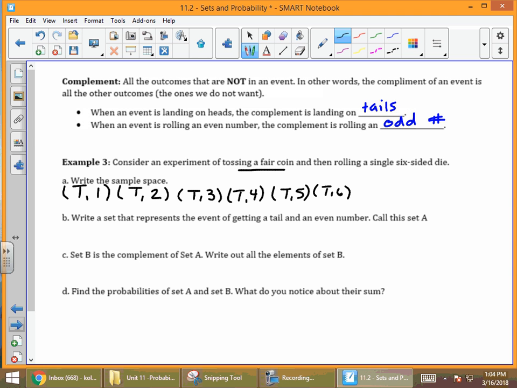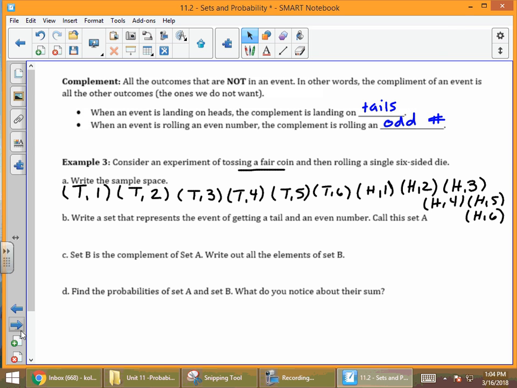What's another outcome we could get first besides tails? Heads. You can get heads and then a 1, heads and then a 2, heads and then a 3, heads and a 4, heads and then a 5, heads and then a 6. Those are all the possible outcomes that could happen. We didn't actually run the experiment, so we don't know what happens. Those are all the possible outcomes.